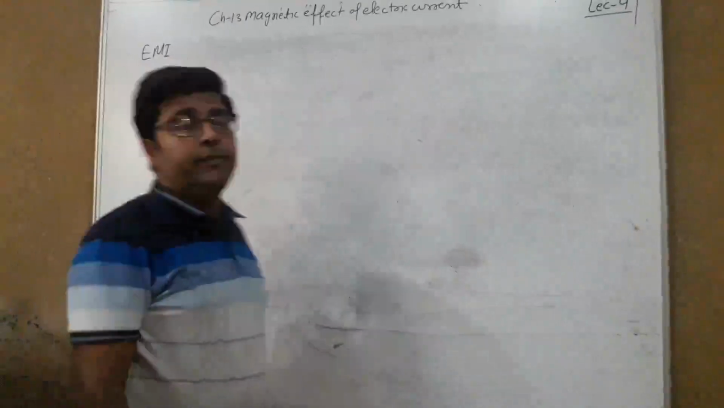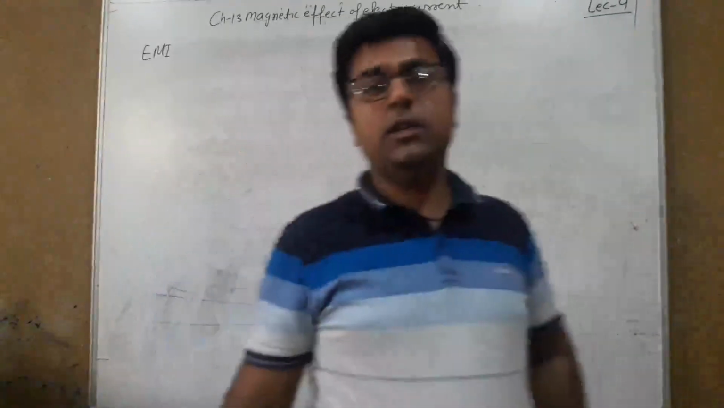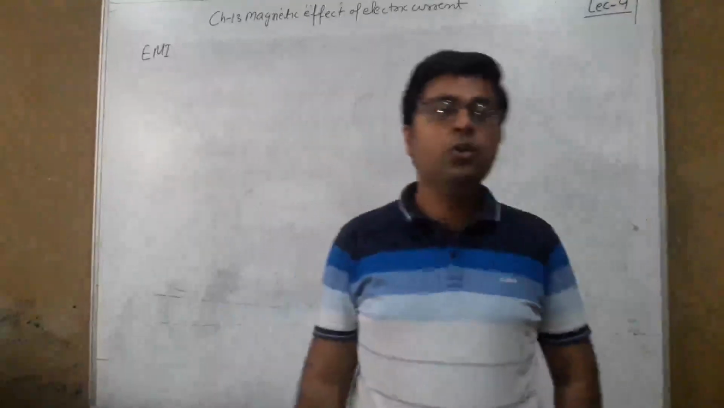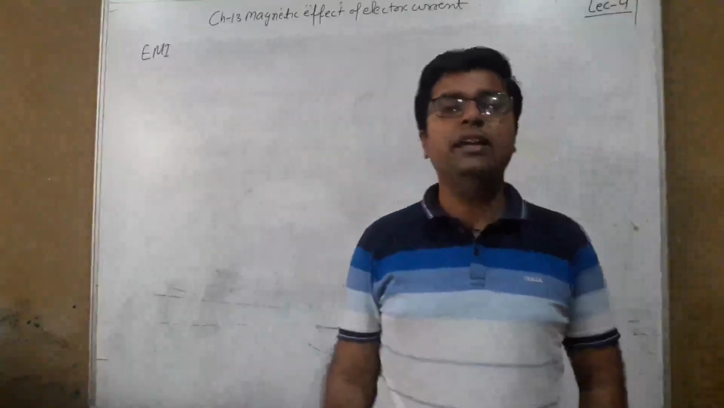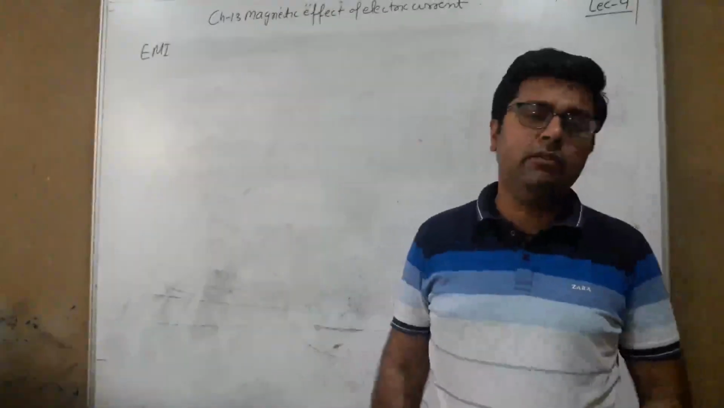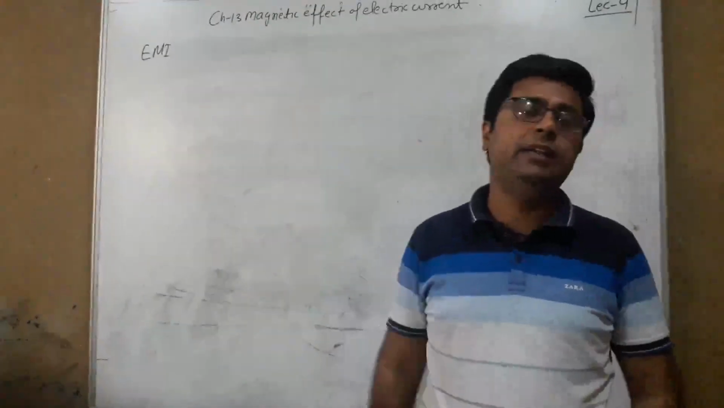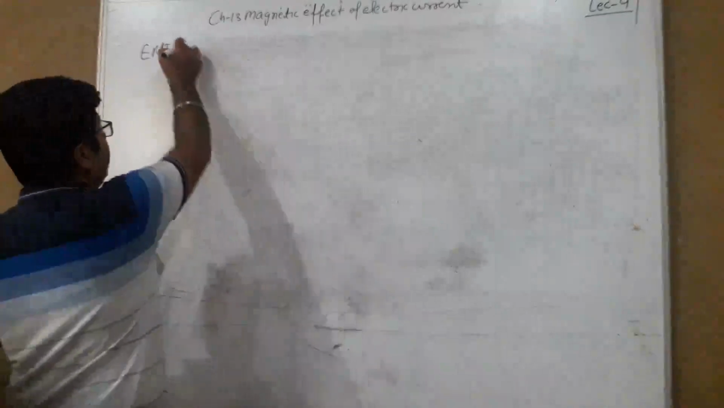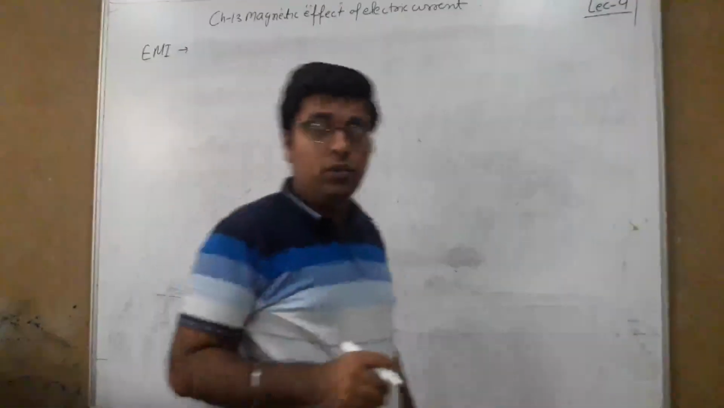So EMI, electromagnetic induction, is a process in which electric current will be induced in a coil when the magnetic field changes around that coil. Okay, so we will discuss in detail. First we are going to study about Faraday law, then you get to know what is EMI in detail.